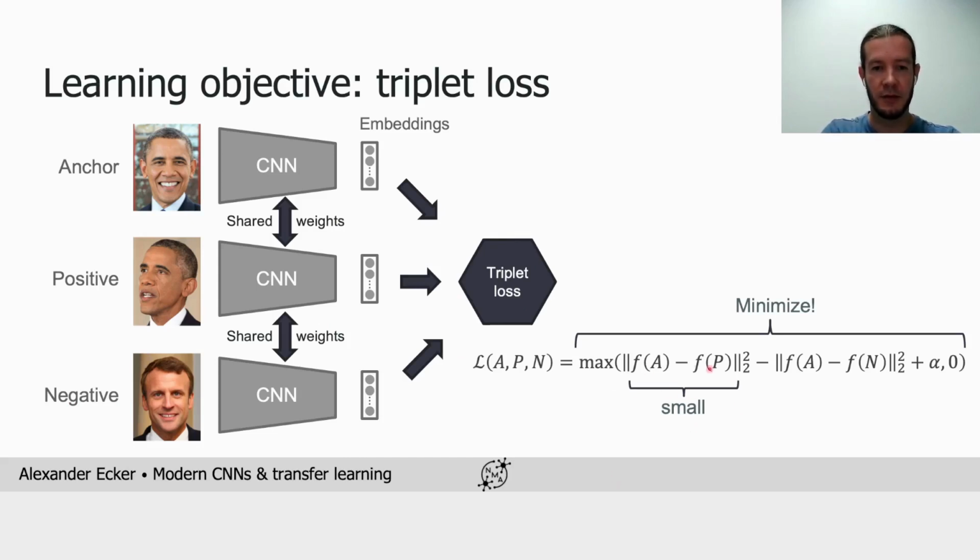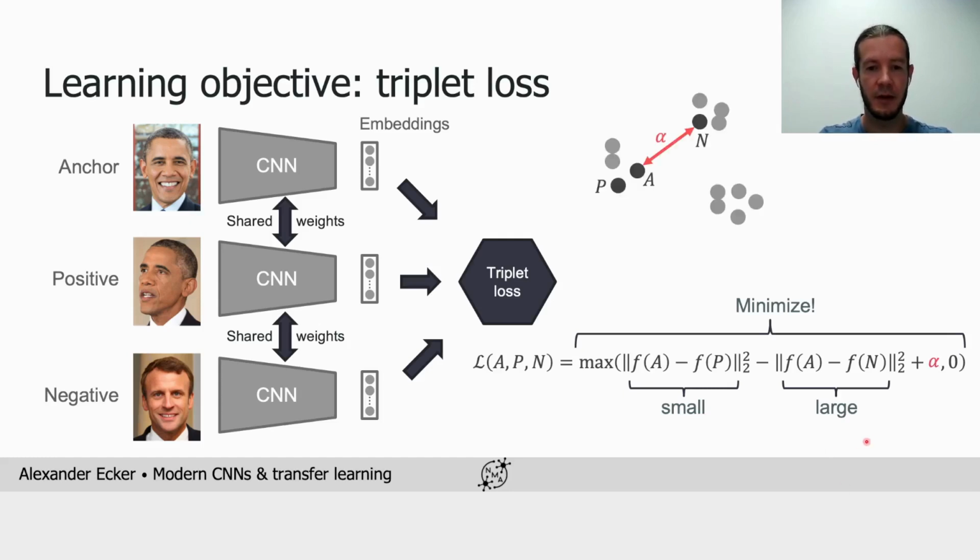The first is the distance between the anchor and the positive example, and we want to minimize it to map two images of the same person to similar locations in the embedding space. The second is the distance between the anchor and the negative example, and because it goes negative into the loss function, we want to make this term large. In other words, we want to map images of different persons onto distant locations in the embedding space. The plus alpha and the maximum with 0 ensures that the distance between negative pairs is greater than that between positive pairs by at least alpha.